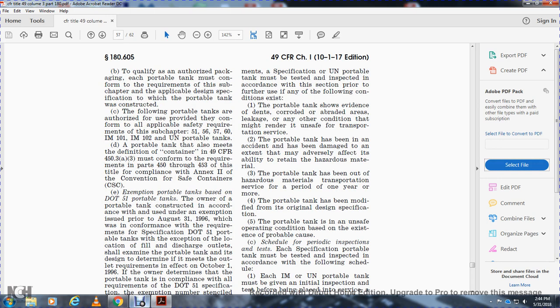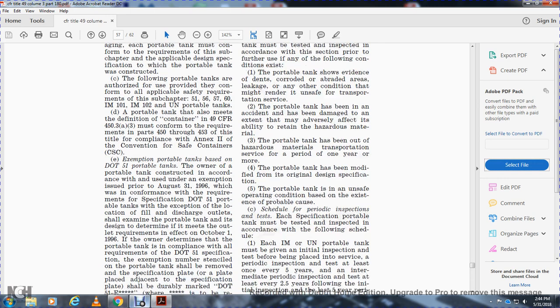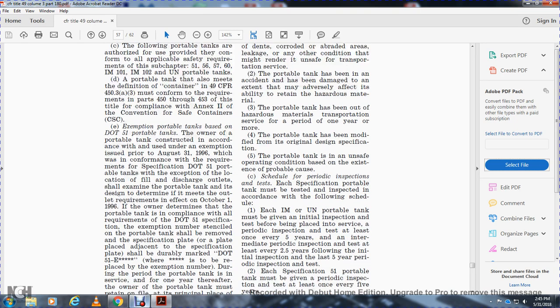Schedule for periodic testing and inspection. Each specification of portable tanks must be tested and inspected in accordance with the following schedule. Each IM and UN portable tank must be given an initial inspection and test before being placed in service, a periodic inspection and test at least once every 5 years, and an intermediate periodic inspection and test at least every 2.5 years following the initial inspection or the last 5-year periodic inspection and test.